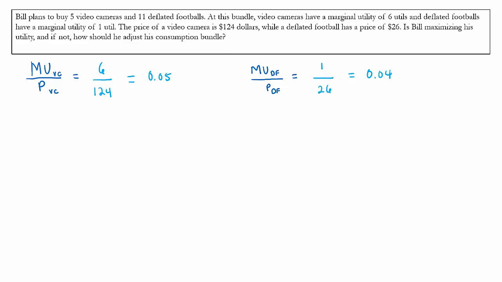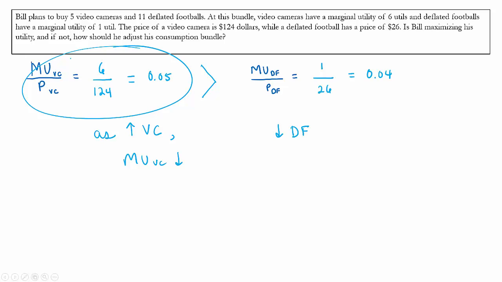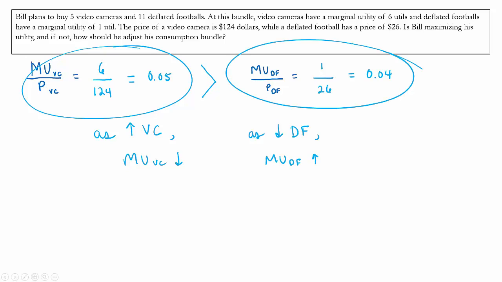We see here that his bang per buck is higher if the buck is spent on video cameras, which again is why we're telling Bill, yeah, you should consume more video cameras and you should consume fewer deflated footballs. And as you do so, as the consumption of video cameras goes up, the marginal utility should fall, making this bang per buck fall. And as the consumption of deflated footballs goes down, marginal utility of deflated footballs should go up, increasing this side, this bang per buck, until they're equal.